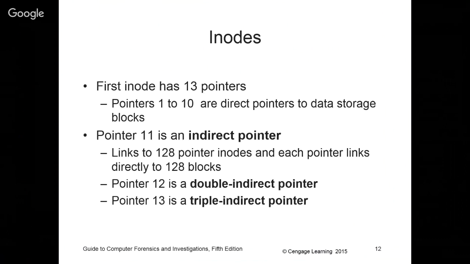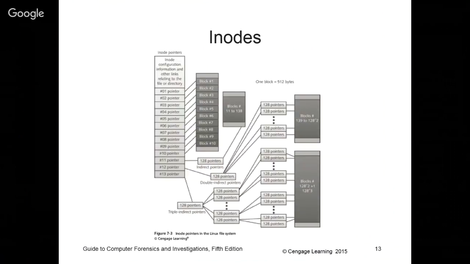The first inode has 13 pointers. 1 through 10 are direct pointers to direct storage. Number 11 is the indirect pointer, which links to 128 pointers. Each pointer links to 128 blocks. 12 is the double indirect, and 13 is the triple indirect. And we can see how the inodes structure out from there.